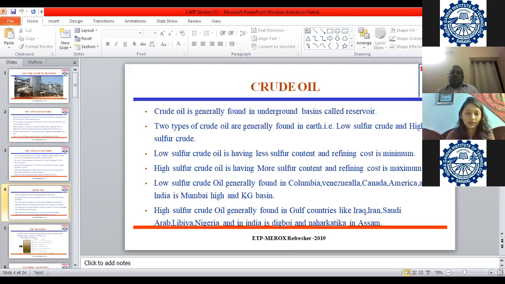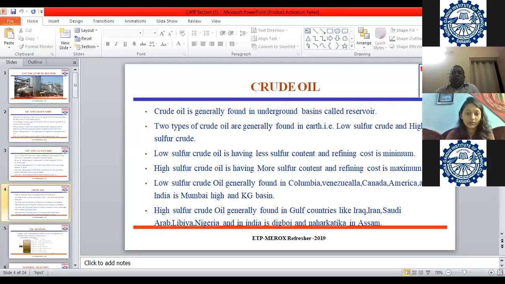Onshore basins generally have high sulfur content. Whatever is found in the Assam area is called high sulfur crude, with sulfur near about 1000 to 1500 ppm. But whatever crude oil we get from the Mumbai High basin, compared to Assam, has only 200 ppm.